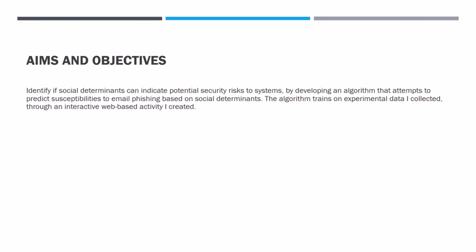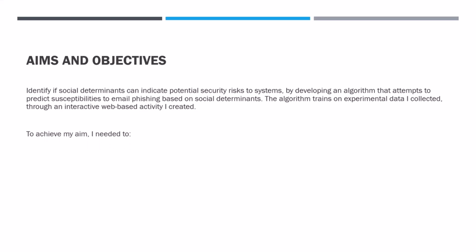The aims of this project, put simply, were to identify if social determinants can indicate potential security risks to systems by developing a data algorithm that assesses a user's social determinants and then indicates that user's potential security risk. The algorithm emerged from experimental data that I collected through an interactive training exercise tested on participants.